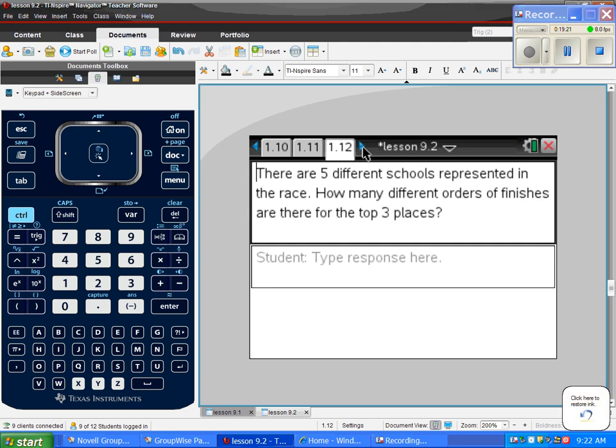Everybody give this one a shot on your own. If you're going to have 5 different schools in the race, and we want to know how many different orders of finishes there are for the top 3 places. Do it on your own, and then write down why you chose the method you did. 3 methods to choose from. Write down which method you used and why. Or type it, doesn't matter to me.